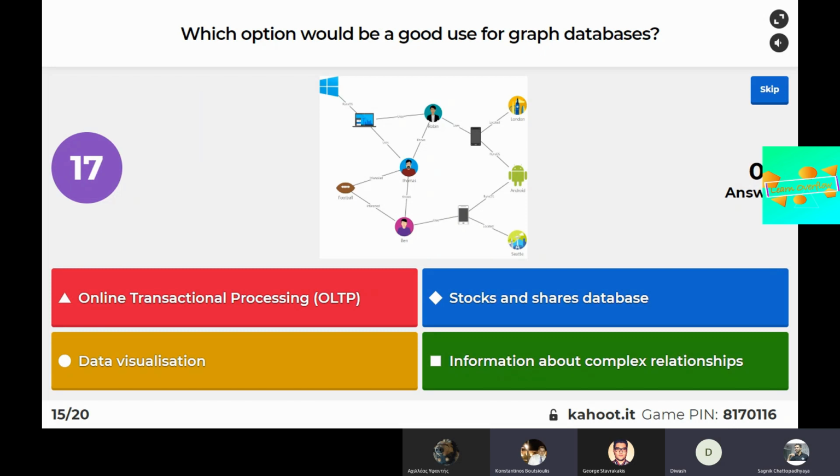Which option is used for graph database? Online transaction processing in red, stock and shares database in blue, data visualization in yellow, information about complex relationships in green.